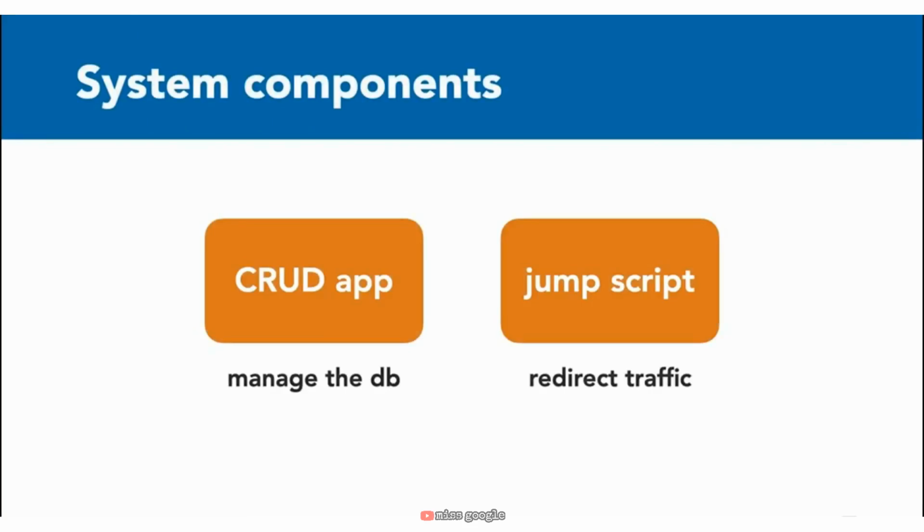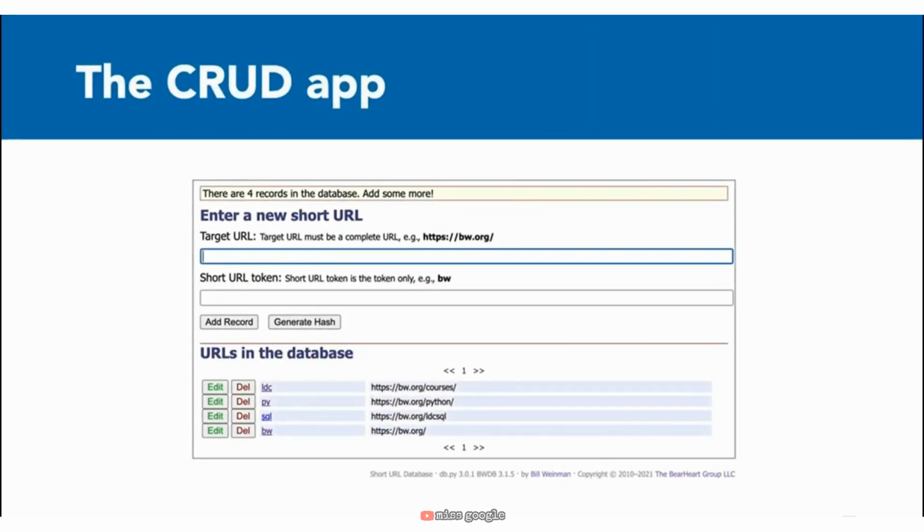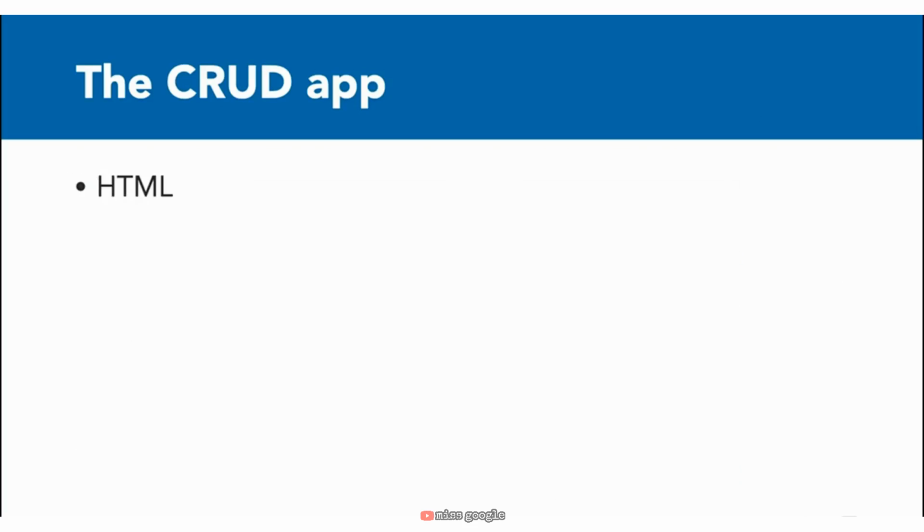There are two significant components to the system: a simple CRUD application for managing the database, and a jump script that intercepts the short URLs and redirects the browser to the destination URL. When I built the system, I chose to build a web-based CRUD application to manage the database. This requires a few parts to work properly: a series of HTML files, some CSS to make it look pretty, a templating system to assemble the HTML with the various data filled in, and code to manage all of that, to keep state, and to handle the CGI.